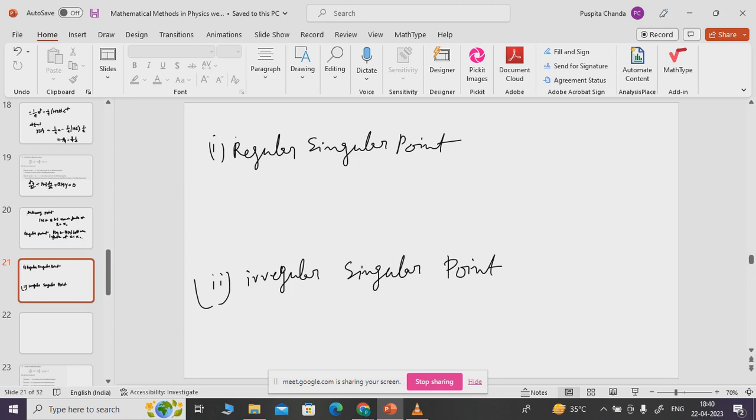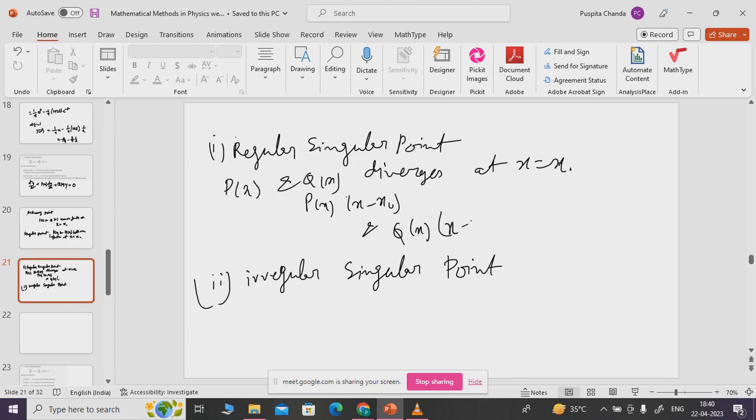So what is a regular singular point? A regular singular point keeps p(x) and q(x) diverging at x = x₀, but p(x)·(x − x₀) and q(x)·(x − x₀)² remain finite. What is an irregular singular point?